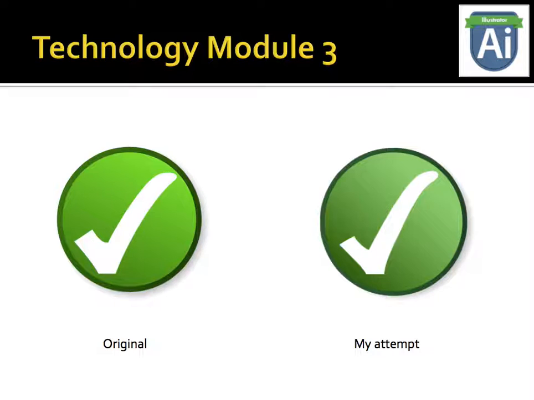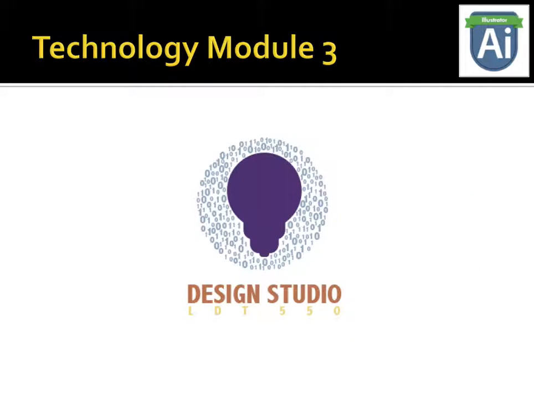Technology Module 3 focused on Adobe Illustrator. I had some experience with Photoshop coming in, but none with Illustrator. The first activity had you try to recreate the checkmark icon that you see on the left. So that is my attempt. I also had to design and create a logo for the Design Studio class. So this is what I came up with.